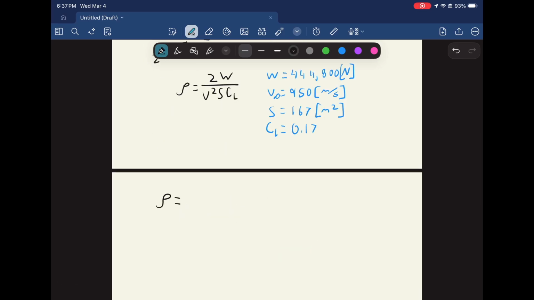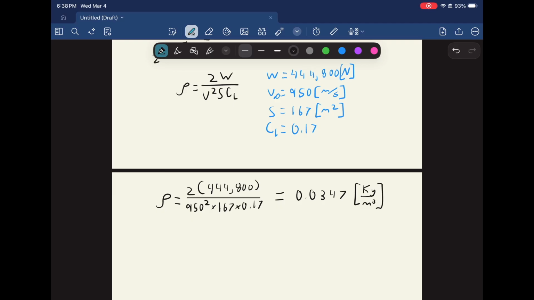We can then plug all these numbers into the equation we just derived, where we have rho equals 2 times 444,800 divided by 950 squared times 167 times 0.17. Running those numbers in a calculator, we'll end up with an air density rho equals 0.0347 kilograms per meter cubed.